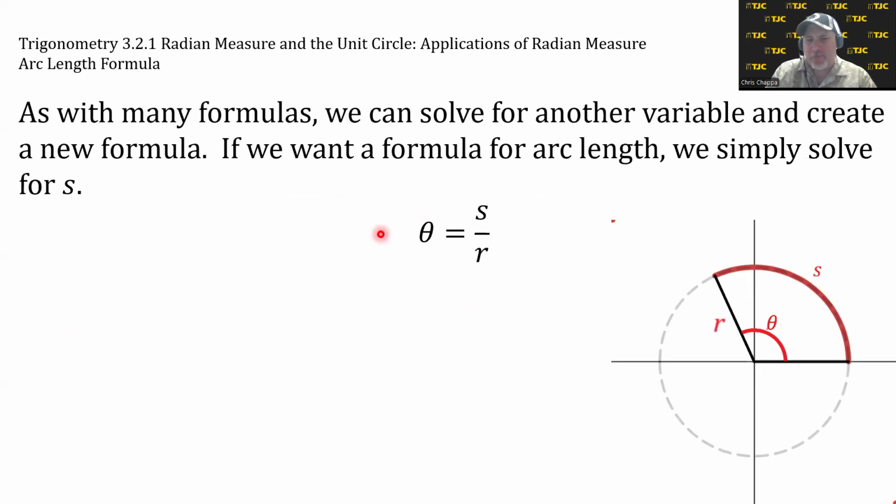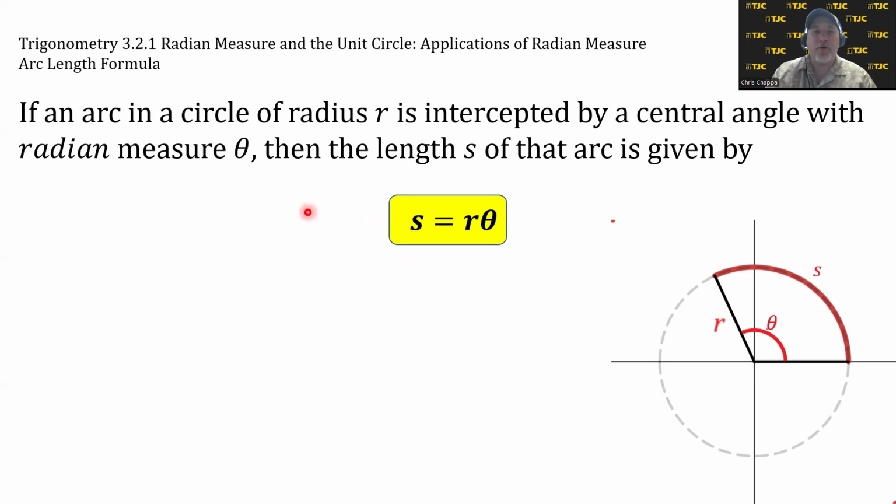But as with many formulas, we can solve for another variable and create a new formula. If we want a formula for arc length, we simply solve for s. That's pretty easy. Just multiply both sides by r and cancel the r under the fraction. We get r theta equals s, but since we're creating a formula for arc length, I would like it to say s equals. And so here's our formula.